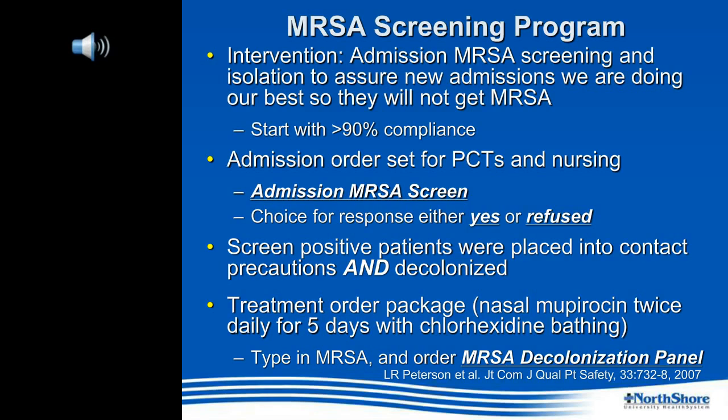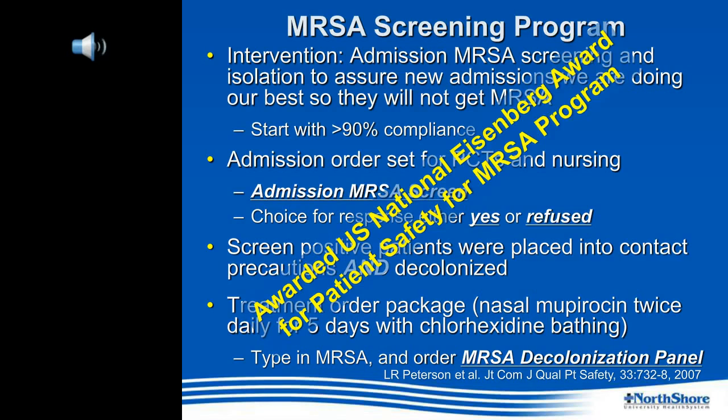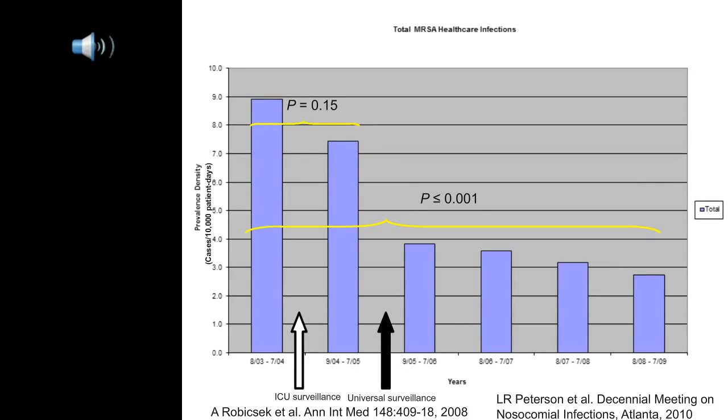And then for those that were decolonized, we made it easy, again, just a single order or single click to order the package of nasal mupirocin twice a day for 5 days, along with chlorhexidine bathing, and that was given on day 1, 3, and 5. And this program actually achieved a very prestigious award for our healthcare organization, the Eisenberg Award. So these are our results.